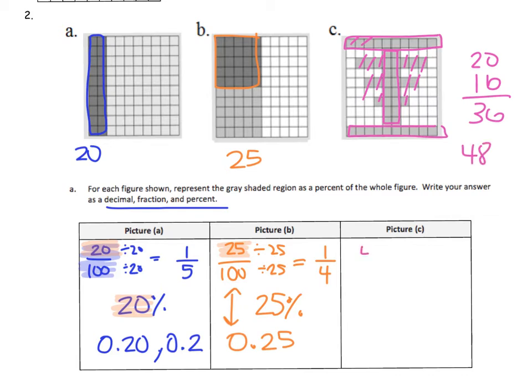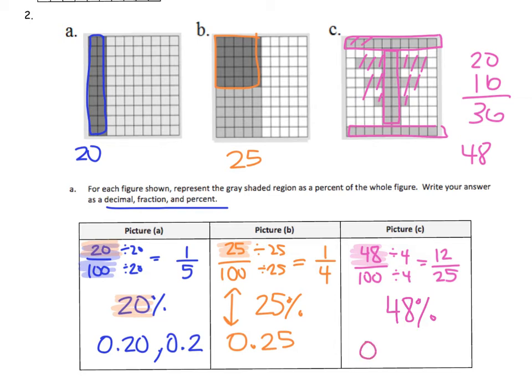So I see 48 out of 100 boxes are shaded. I know I have to make it smaller, so they're both divisible by 4. So I have 12 over 25 for my reduced fraction. But remember those connections. My top number, 48, well, that's my percent, 48%.